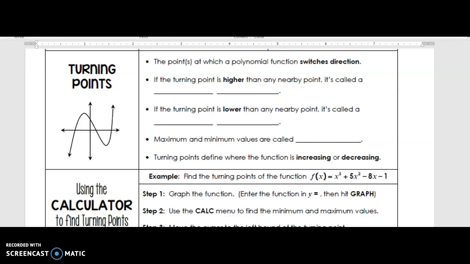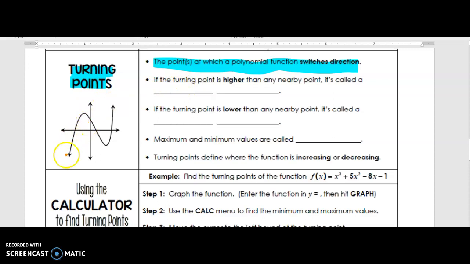Now let's look at the turning points on polynomial functions. This is the second part of the lesson on characteristics of polynomial functions. We are going to learn the extrema, which are also called the turning points. The points at which a polynomial switches direction are called turning points. This is a layman's term. Normally, they are together called extrema, and we'll see that in a bit.